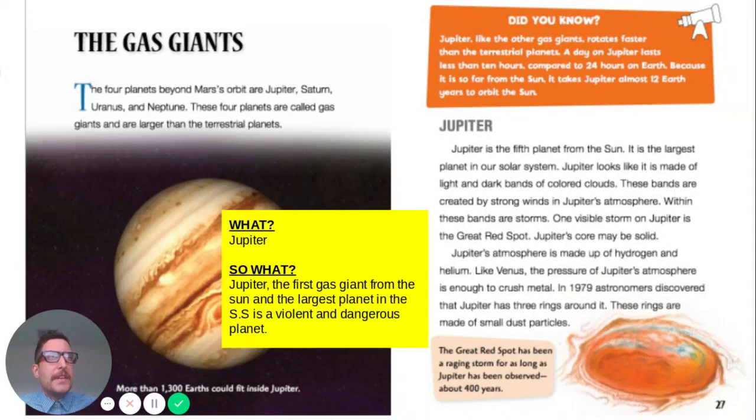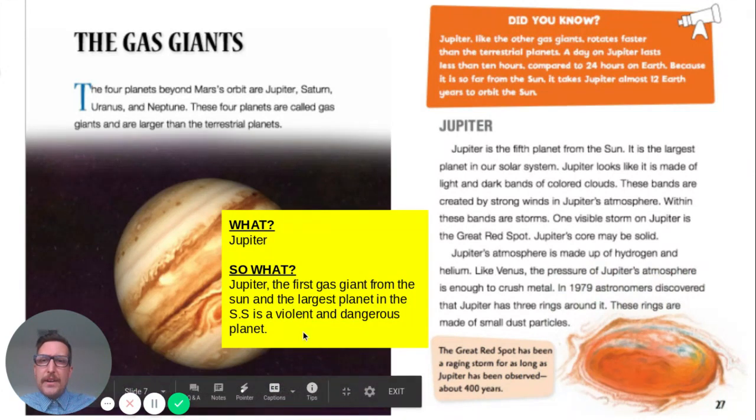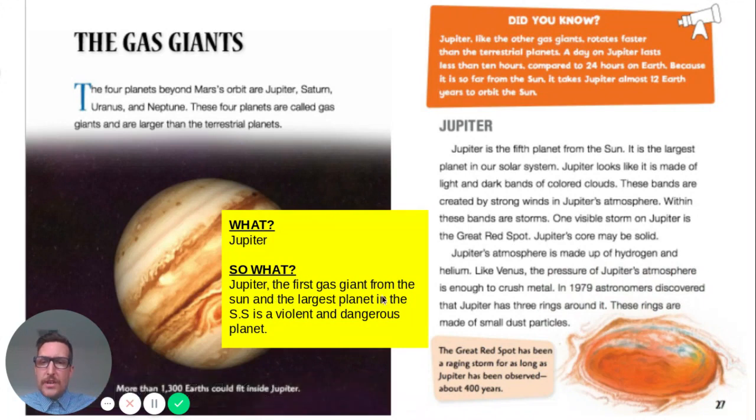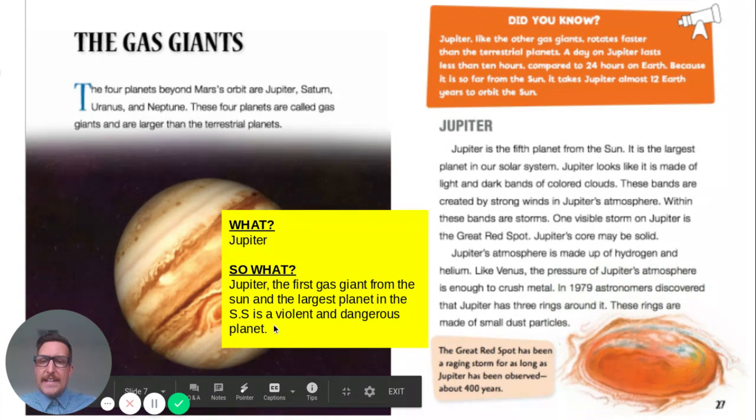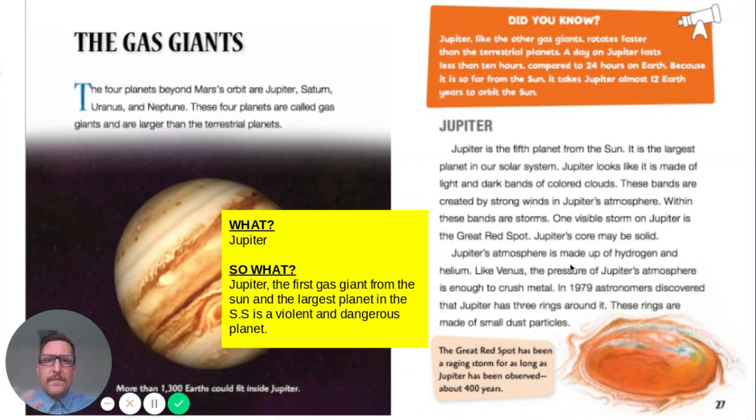So then I started to think, okay, what? It's about Jupiter. So what about Jupiter? And this is the main idea statement that I was able to come up with. Jupiter, the first gas giant from the Sun and the largest planet in the solar system, is a violent and dangerous planet.